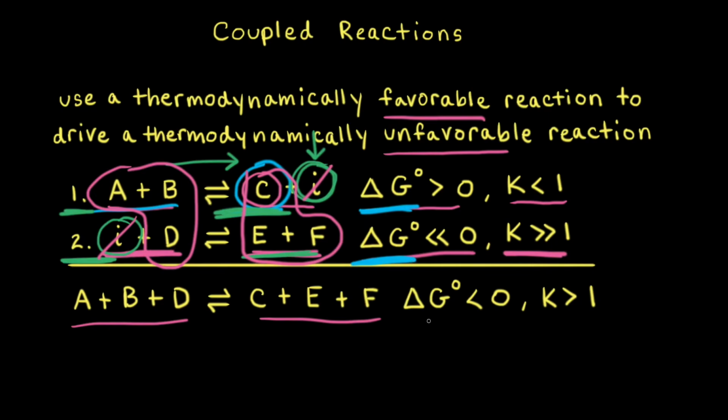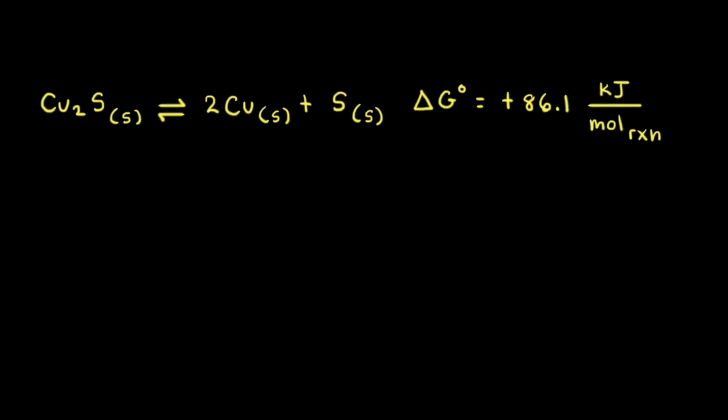So delta G naught for this overall equation would be less than 0, which tells us this overall equation is thermodynamically favorable, and the equilibrium constant is greater than 1, which means at equilibrium, we'll have a decent amount of our desired product C. Next, let's look at a practical example of coupled reactions.